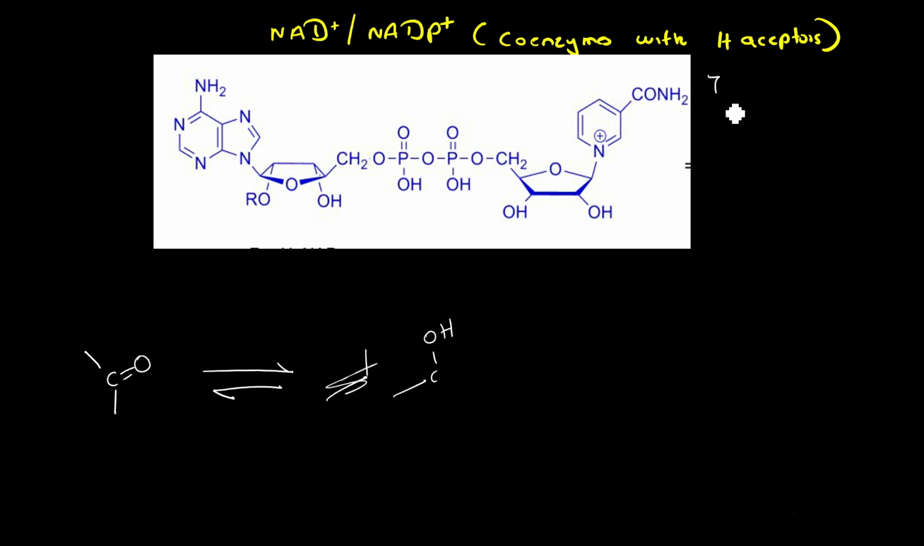So this is the structure for NAD+ and NADP+. There's a small difference. You can see here there's an R group. For NAD+, this R is represented by hydrogen. If you see this molecule with a hydrogen instead of R, it's NAD+. If it's NADP+, this R group is represented by a phosphate. Instead of R, there's a phosphate in it. So this is the structure of NAD+ or NADP+.